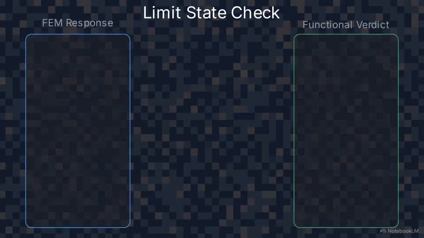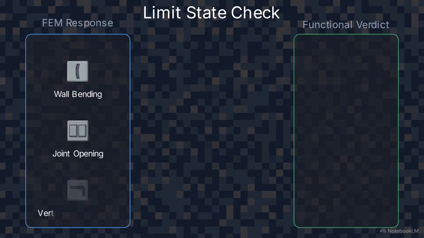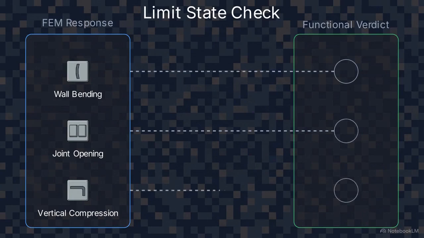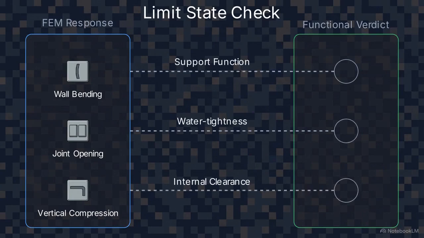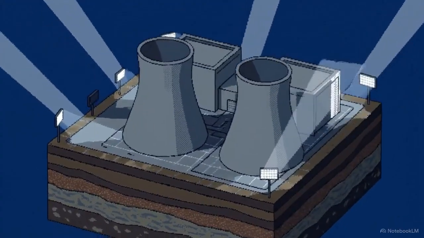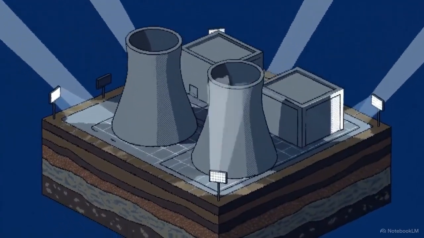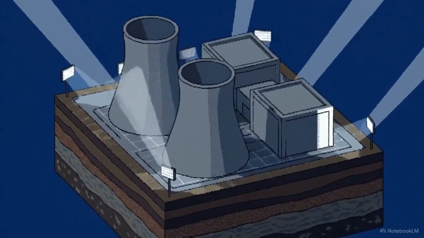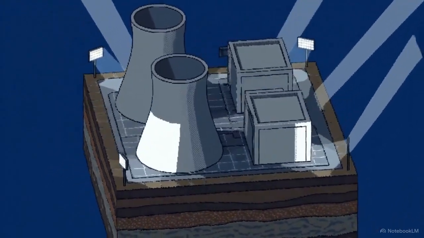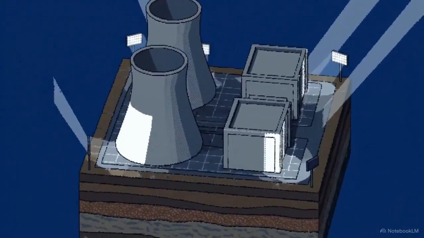This diagram illustrates the final step. The specific physical deformations calculated during the FEM phase are mapped directly to their corresponding functional failures. The limit state check determines if the structure can still perform its safety functions, even if the concrete has sustained measurable damage. This data pipeline, moving from 1D waves to 2D stress and finally to functional limits, provides the mathematical proof required for nuclear-grade safety guarantees.